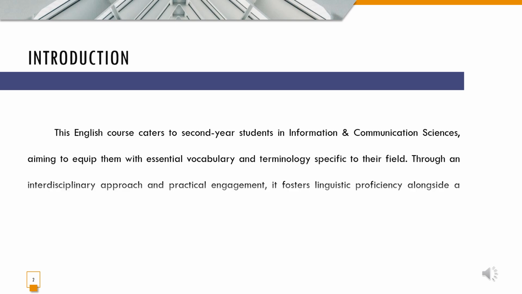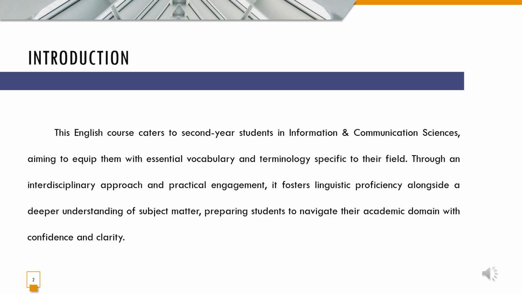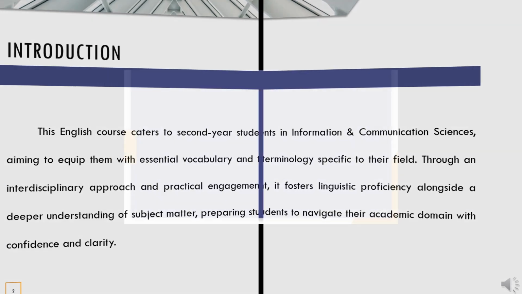This English course caters to second-year students in Information and Communication Sciences, aiming to equip them with essential vocabulary and terminology specific to their field. Through an interdisciplinary approach and practical engagement, it fosters linguistic proficiency alongside a deeper understanding of subject matter, preparing students to navigate their academic domain with confidence and clarity.